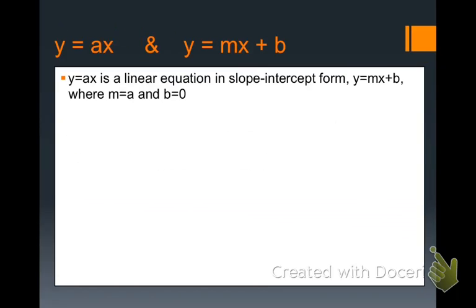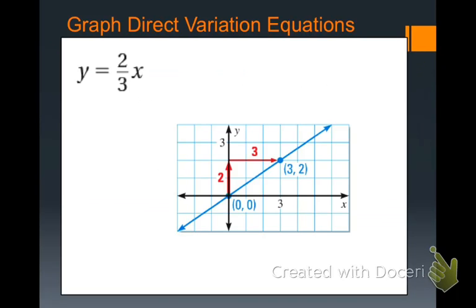Notice, y equals ax is a linear equation in slope-intercept form, where m equals a and b equals 0. So the graph of a direct variation equation, because this is the same thing as slope-intercept form, except there's an implied plus 0. If the b, or the y-intercept, is 0, that means it has to go through the y-axis at 0. If it goes through the y-axis at 0, it also has to go through the x-axis at 0. So you can put a point at the origin, and then 2/3 is still my slope. That's why you go up 2 and to the right 3 for a second point. But direct variation equations must go through the origin.